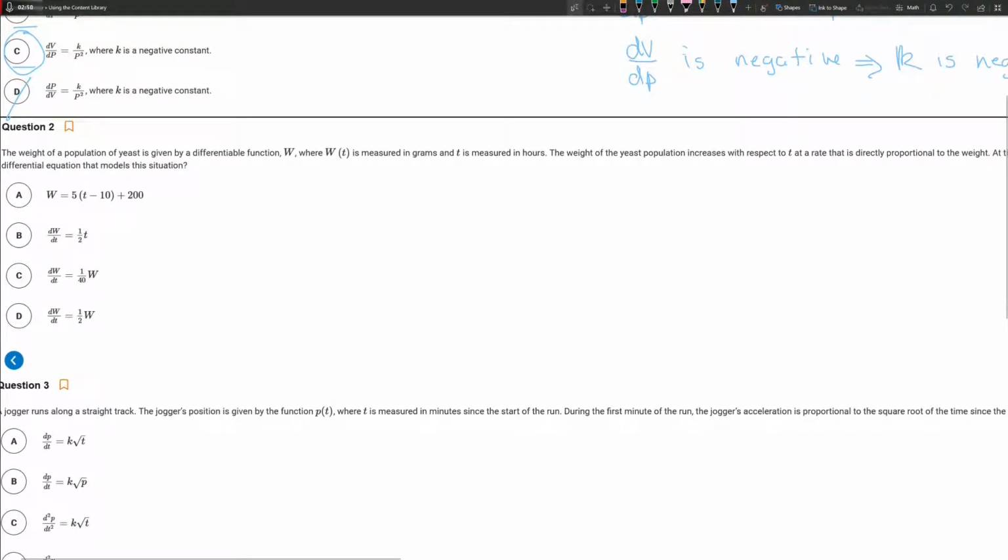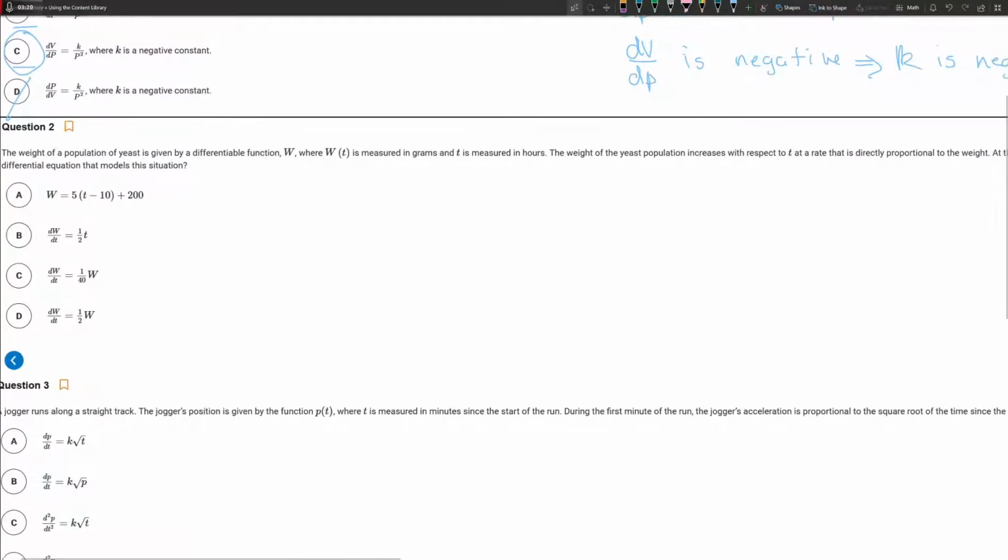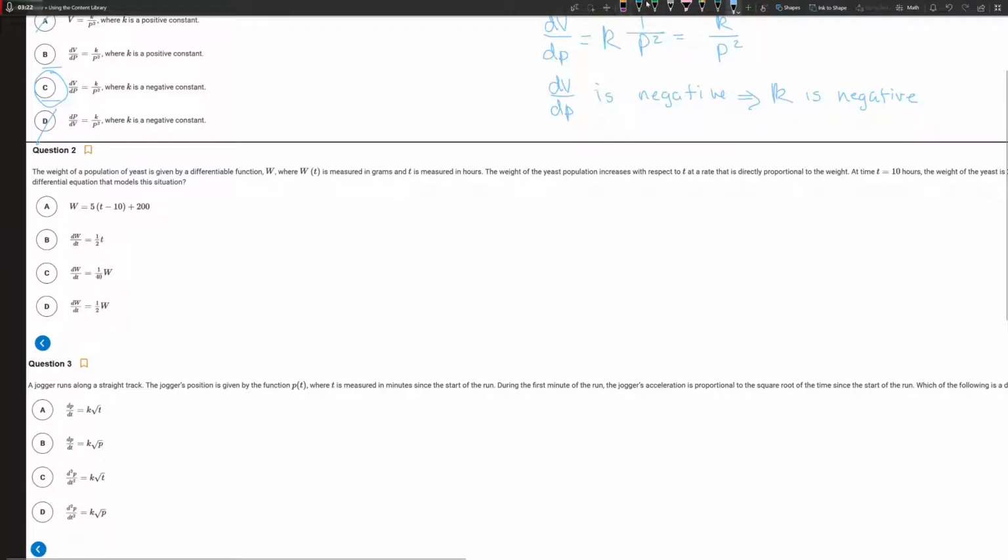Question 2. So in question 2, you have to find the value of K, the constant of proportionality. So you're going to have to use some of the information provided. It reads, the weight of a population of yeast is given by differentiable function W, where W of T is measured in grams and T is measured in hours. The weight of the yeast population increases with respect to T at a rate that is directly proportional to the weight. So again, this looks a lot like it's telling me, hey, here's the calculus.